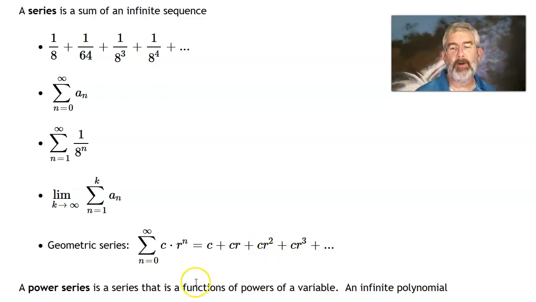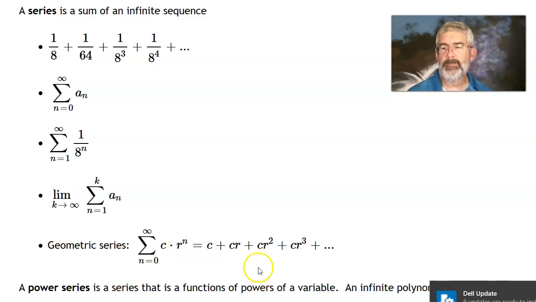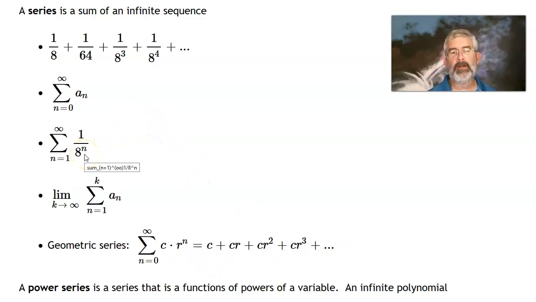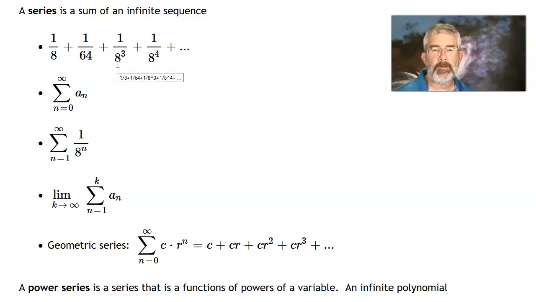It's just a constant times r to the n, where n goes from 0 to infinity or 1 to infinity, whatever. The way I have it written here, I'm starting at 0 because my first term has an r to the 0, which is 1, and it's just c. So a geometric series looks like that. This series that we have right here is a geometric series. The initial term is 1/8, and then you multiply by 1/8 to get the next one, and you multiply by 1/8 to get the next one, and so on. So this would be an example of a geometric series.